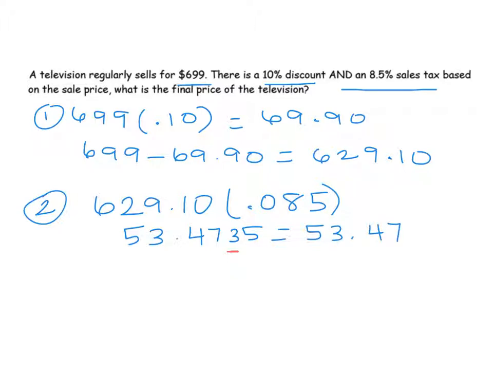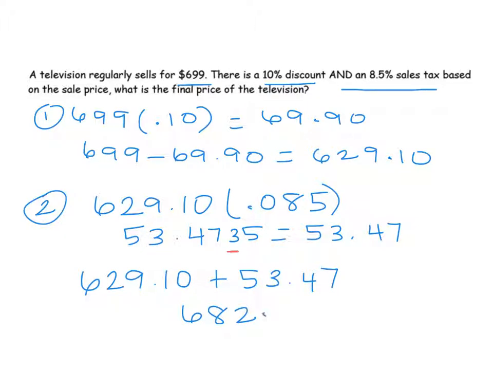All right, that is tax, and tax means that you are paying more. So now I need to take the $629.10, and I'm going to add $53.47 to that. So $629.10 plus $53.47, and that is going to give us $682.57 as my final answer.